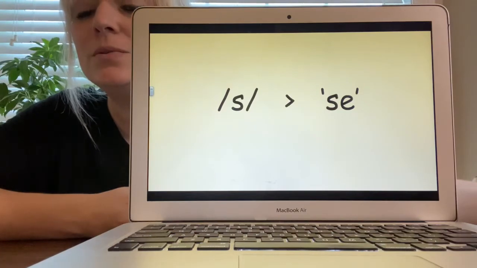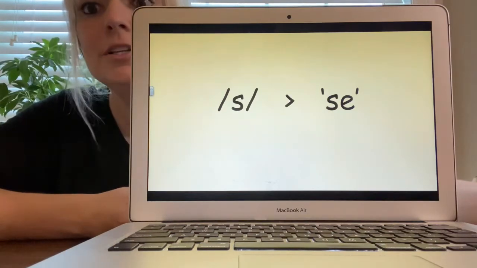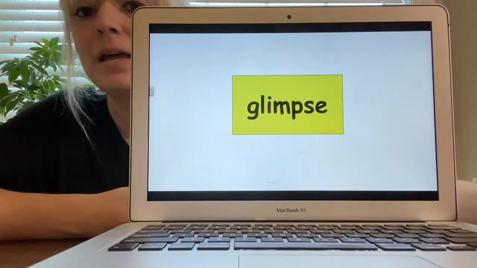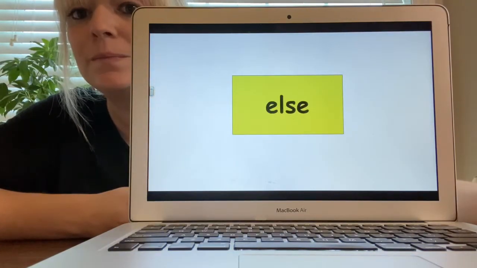The next sound is the S sound, spelled S-E. Glimpse, else.